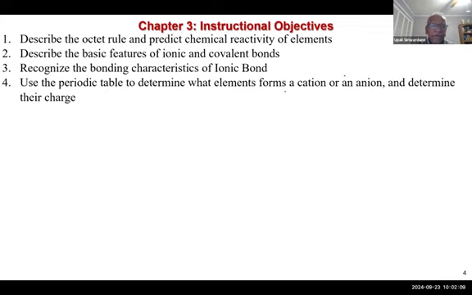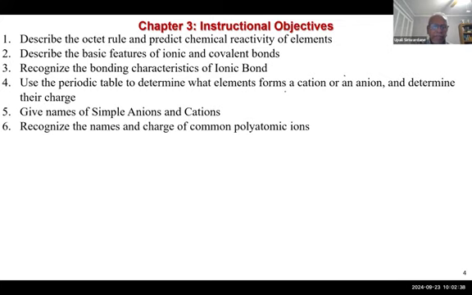Then we also looked at the periodic table and found out what groups of elements form anions and cations. And we know how to get their charges, cation and anion charges. We also know how to name anions and cations. The idea is once you know the anion and cation names, you can write the formula and name the compound.